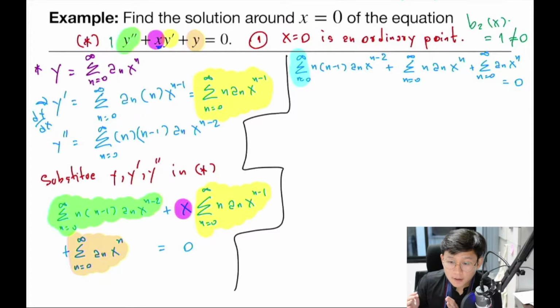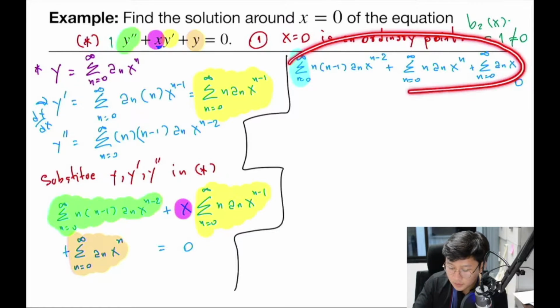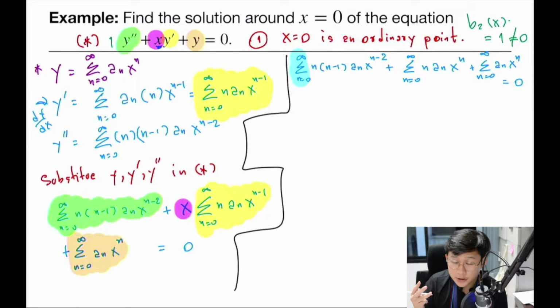Cool. After this, you can see that we want to group these three summations together into just one summation. But as you can see, the problem is here. You have x to the n minus 2, you have x to the n, and you have x to the n. That's the problem. We have different exponents, right? We get n minus 2, n, and n.